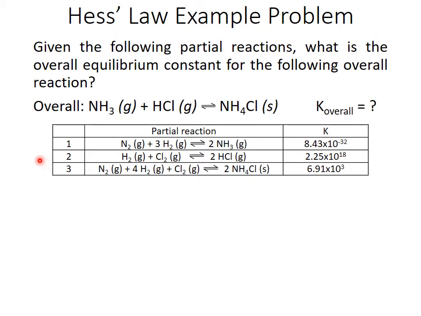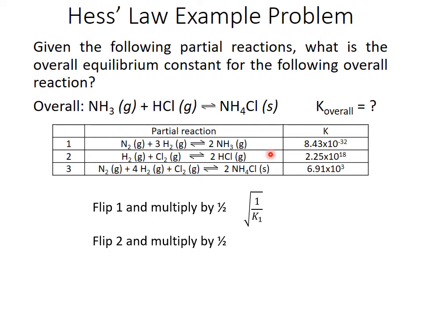First, I'm going to describe how we're going to manipulate these processes to get them to add up the way we want. We're going to need to flip process 1 and multiply it by a half. What that does is it's going to get our ammonia from the product side to the reactant side and give it the right coefficient. That also means that we're going to have a 1 over K1 square root of that whole thing as the manipulated equilibrium value.